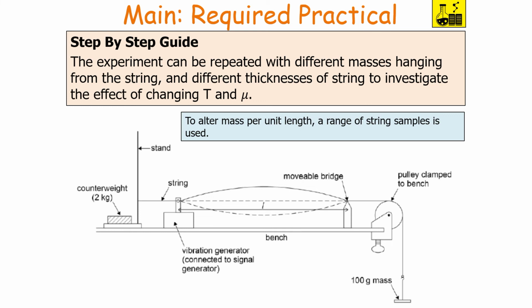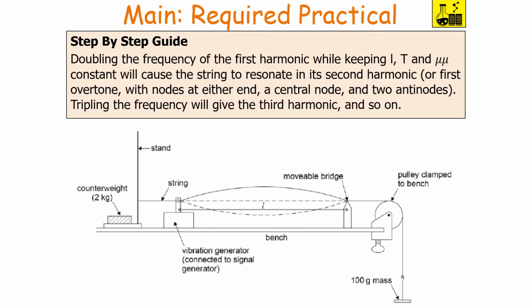Now it's also important to note that doubling the frequency of the first harmonic whilst keeping the length, the tension and the mass per unit length constant will cause the string to resonate in its second harmonic, which is also known as the first overtone, with nodes at either end, a central node and two antinodes. Now tripling the frequency gives the third harmonic, and so on.